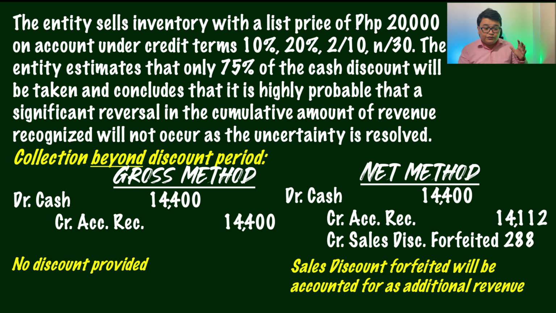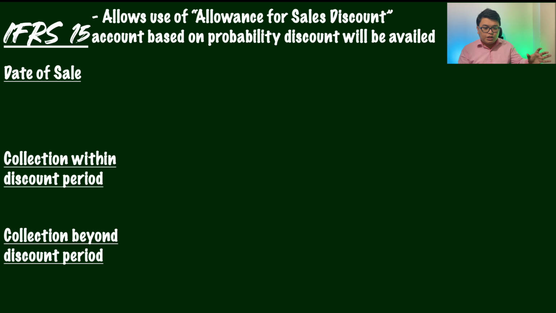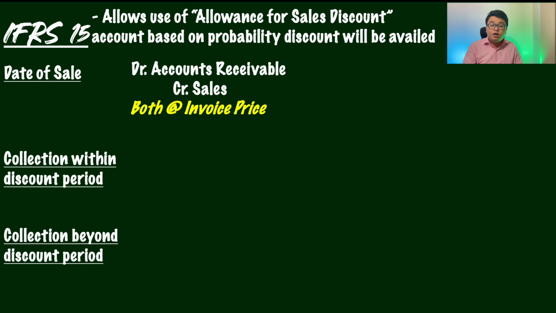Now, for IFRS 15, it is almost the same as a net method. However, there is a consideration regarding the probability of the discount that will be availed. Let's illustrate. Under the date of sale, the entry under IFRS 15 revenues from customers would be a debit to accounts receivable and credit to sales, both at invoice price. Then we establish an allowance for sales discount. So a debit to sales discount and a credit to allowance for sales discount.